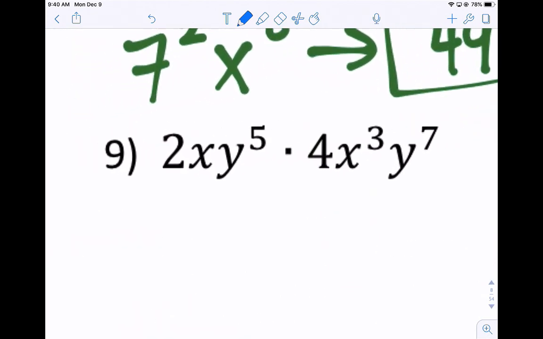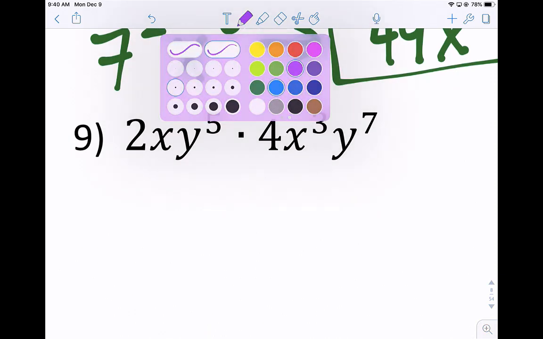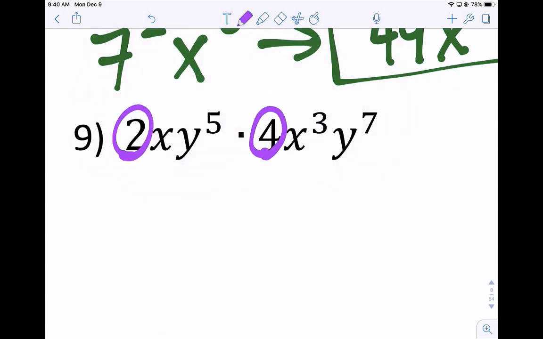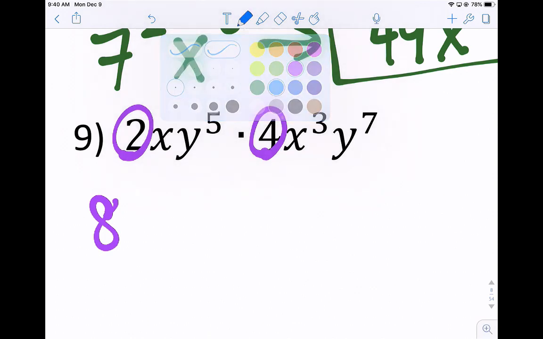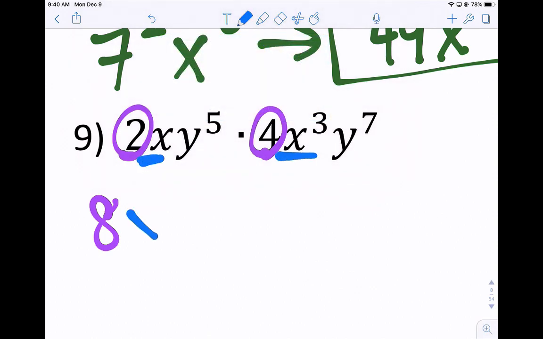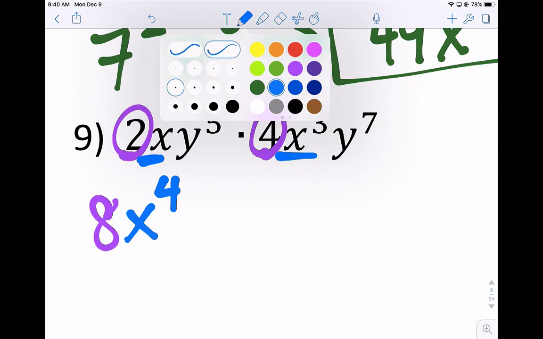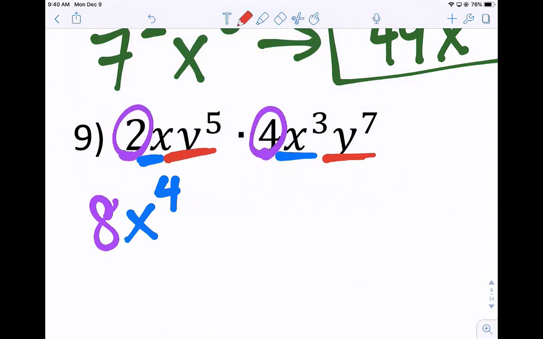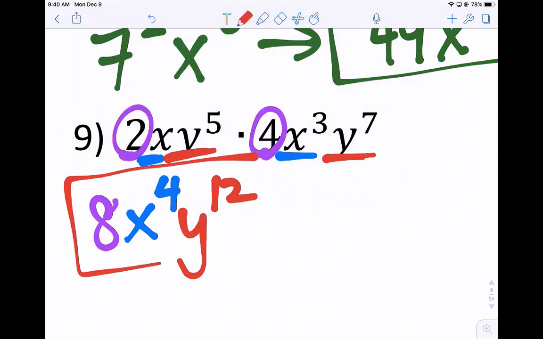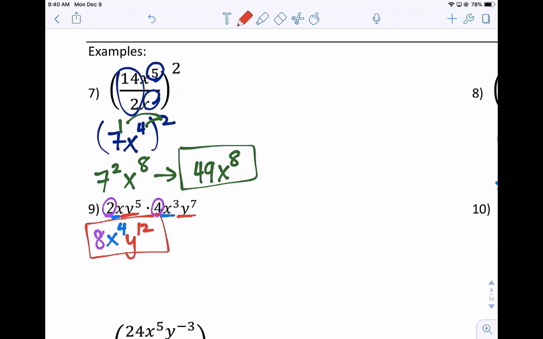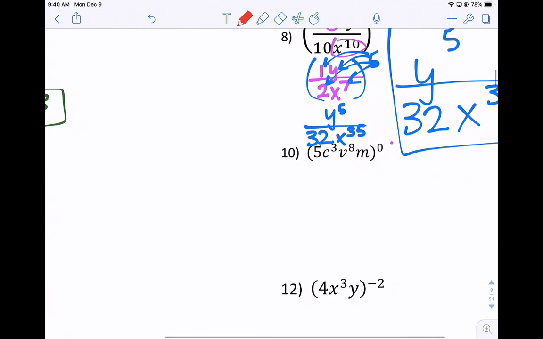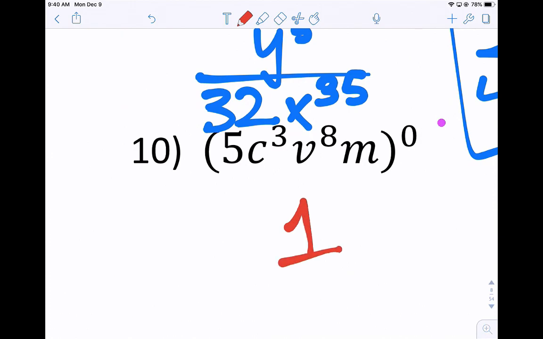Okay, our next one, we just look at common bases. First we have 2 and 4. We can multiply those. That's 8. Then we have 1x here and 3 x's here, so that's x to the 4th. We're going to add those exponents. We have y to the 5th, y to the 7th. Add the exponents. You have 12 y's. So there's our answer. The next one is everything to the 0 power, which is just 1.